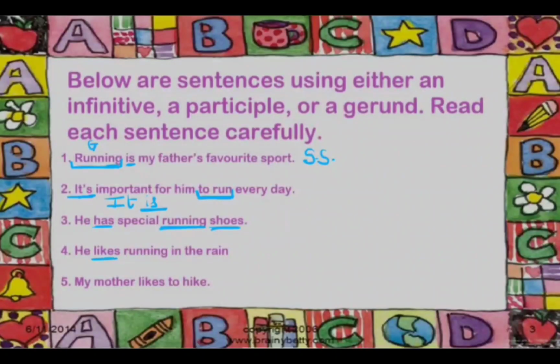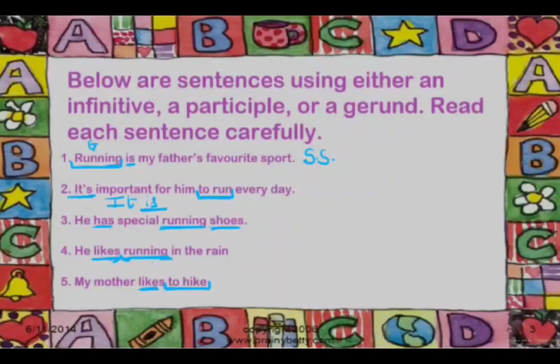He likes running in the rain. So likes is your main verb. Running. Now, does this running have a helping verb before it, like is, am, was, before running? No, it doesn't. So running out here is no longer a verb. Okay? My mother likes to hike. Likes is the verb. To hike is the infinitive.